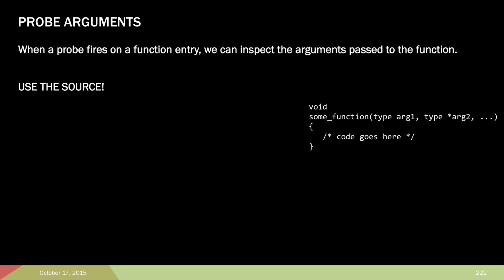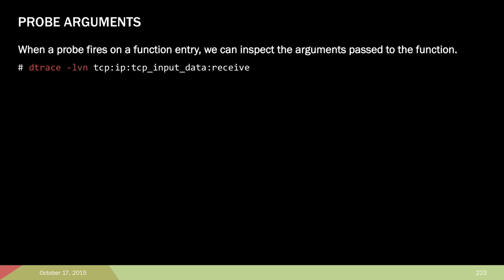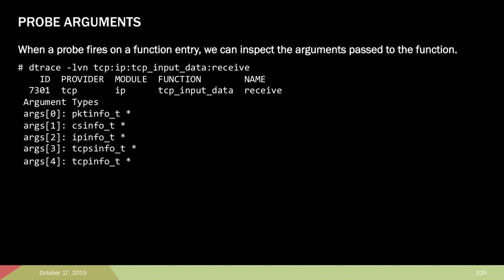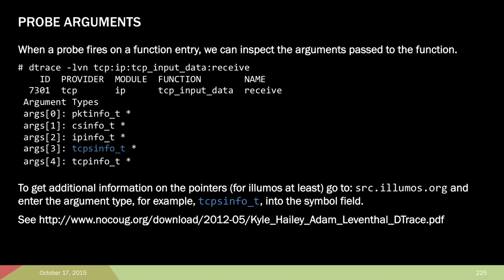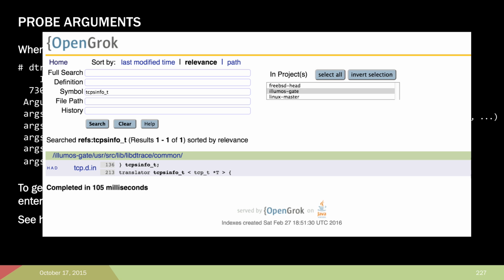Source code is best. We can also use dtrace -lvn and then the name of the probe, and on some systems we can see what the arguments are. Here we see tcp:::input-data has 5 arguments. Say we wanted to know more about tcp_info. We could use cscope, or we could go to src.illumos.org and enter the symbol that we're interested in in the symbol field. Looks like this. Note I've picked illumos-gate on the right.